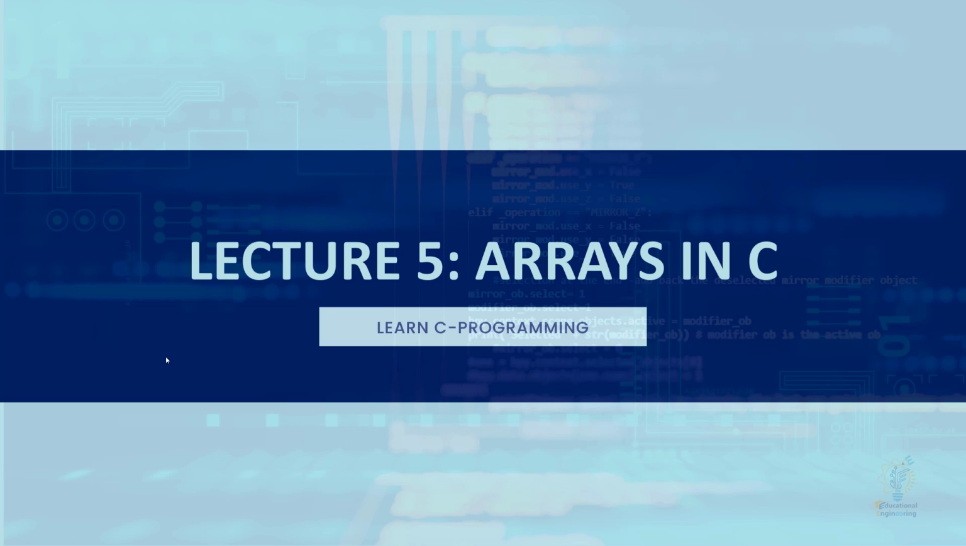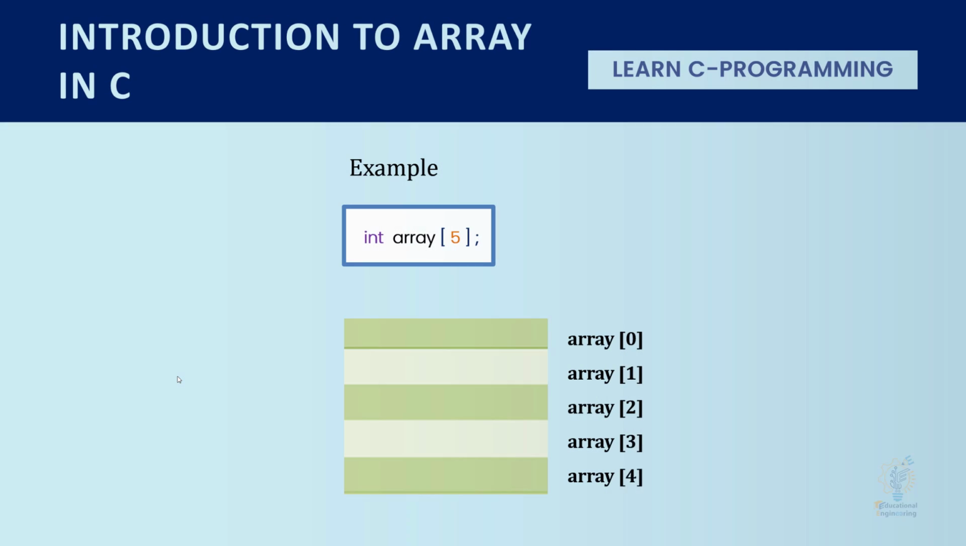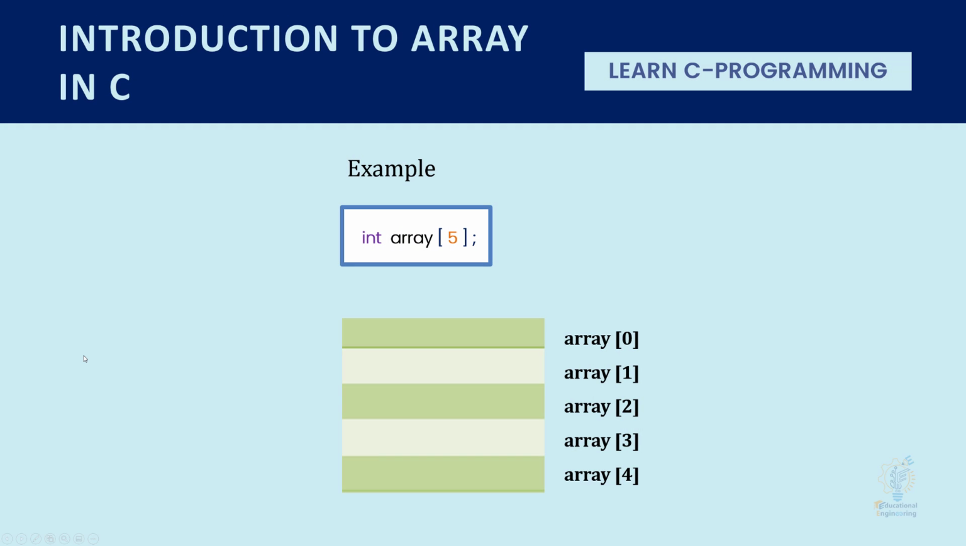Hello and welcome to this new lesson in which we are going to talk about arrays in C. Now, an array is a group of data that holds a fixed number of values. All of them are the same type.